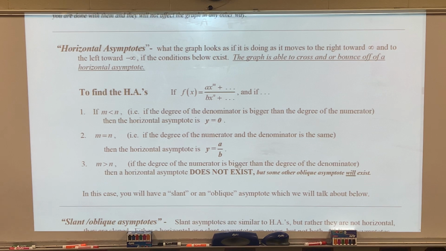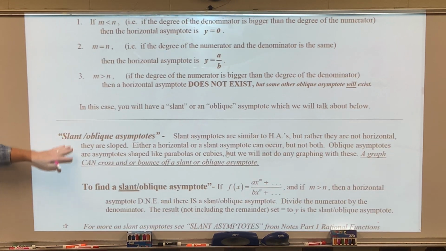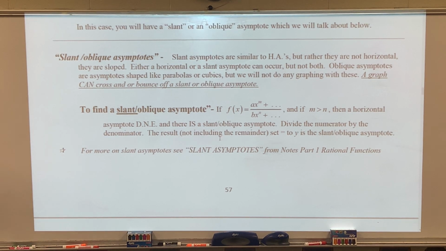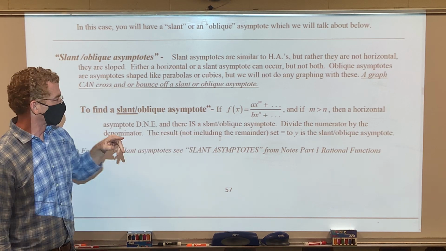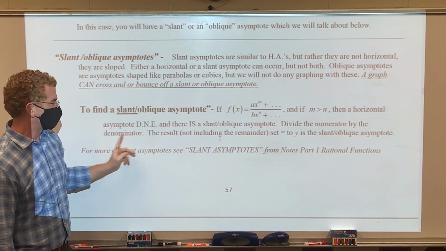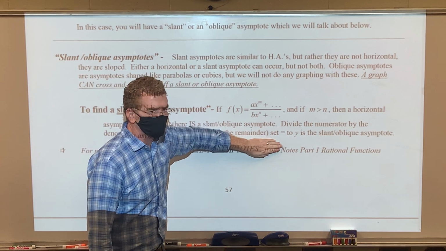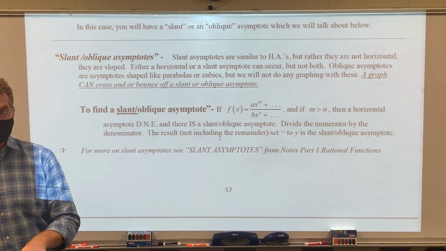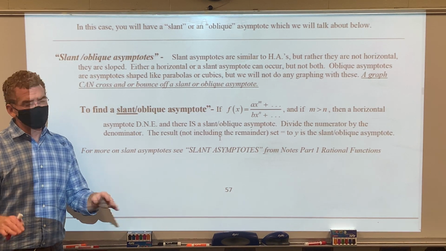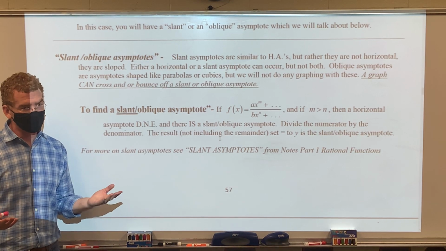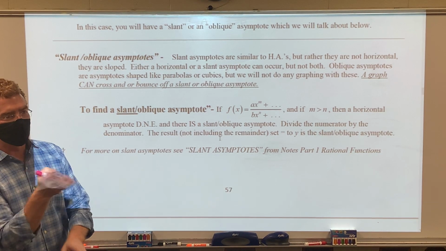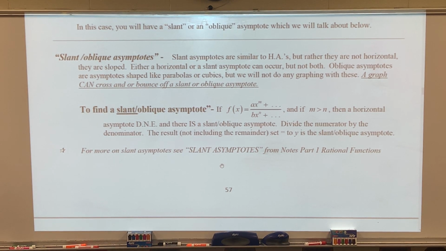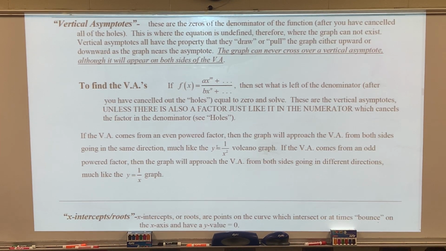So if your power is bigger on the top, that goes to the third one, slant asymptotes, which we've already talked about, right? But if your brain freezes and you go, oh, I forgot how to find a slant. Well, to find a slant, divide the numerator by the denominator. The result, not counting the remainder, set equal to y is your slant. And by the way, if you've canceled holes out already, your division's probably going to be okay with synthetic division. If you don't cancel the holes out, you're probably going to have to do long division, which is a little nastier. All right, and then the last couple things, vertical asymptotes.